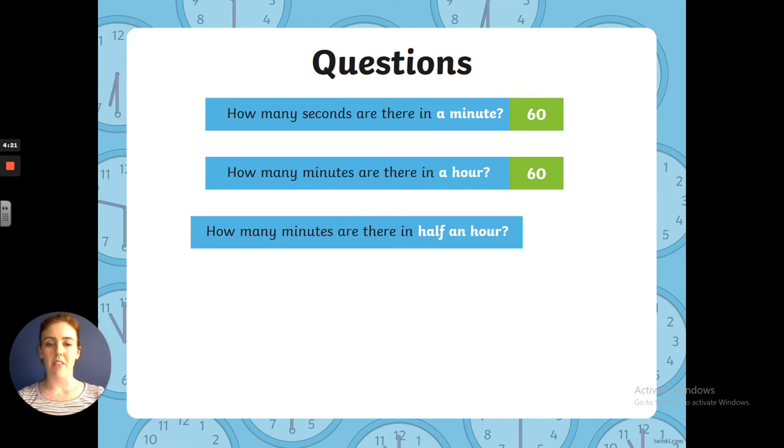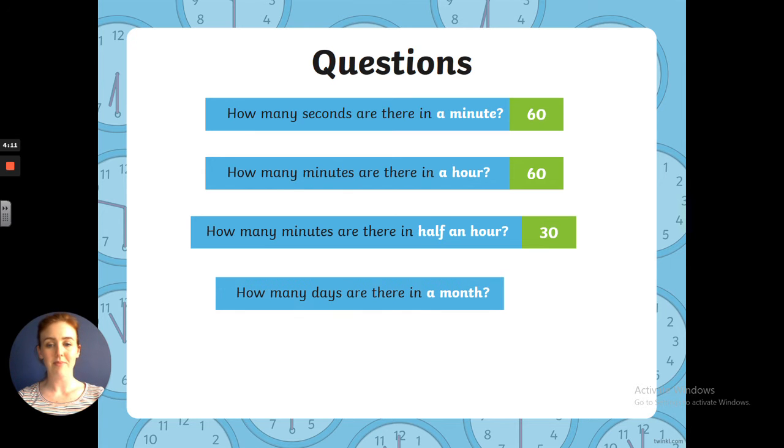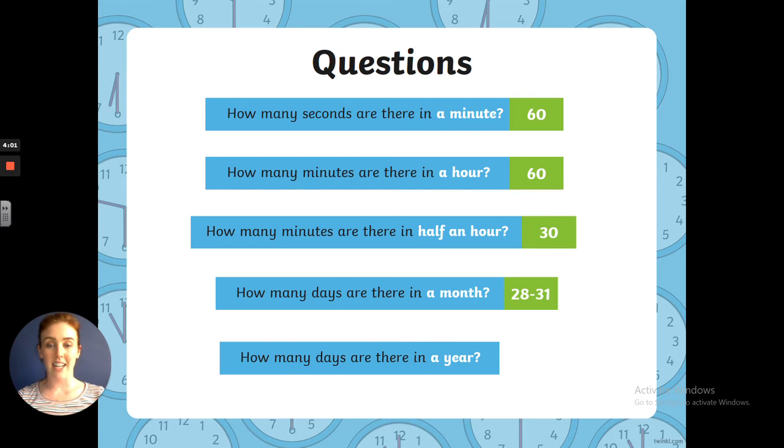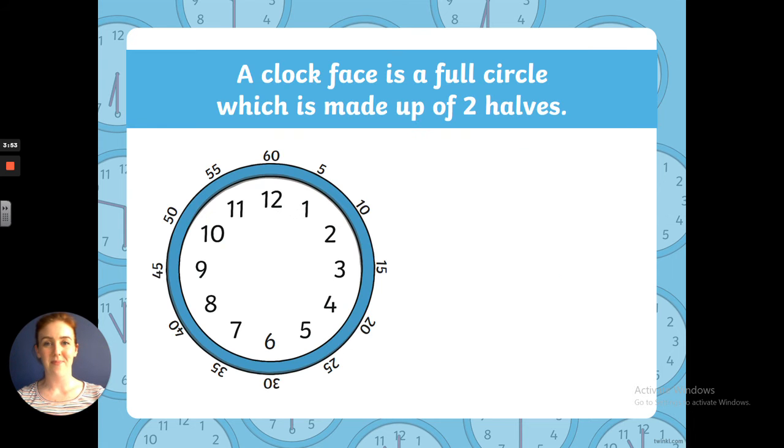How many minutes are there in half an hour? Well, if there are 60 minutes in an hour, half of 60 is 30. So there are 30 minutes in half an hour. And how many days are there in a month? Between 28 and 31. So that one changes dependent on the month. And finally, how many days are there in a year? There are 365 days in a year.